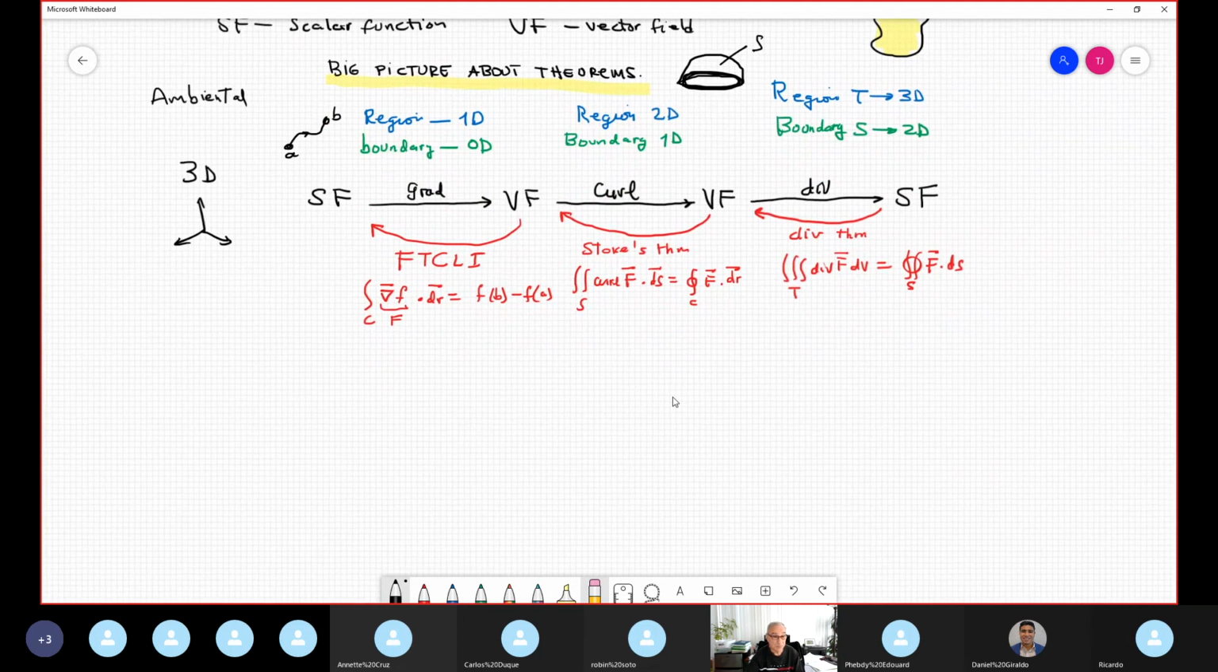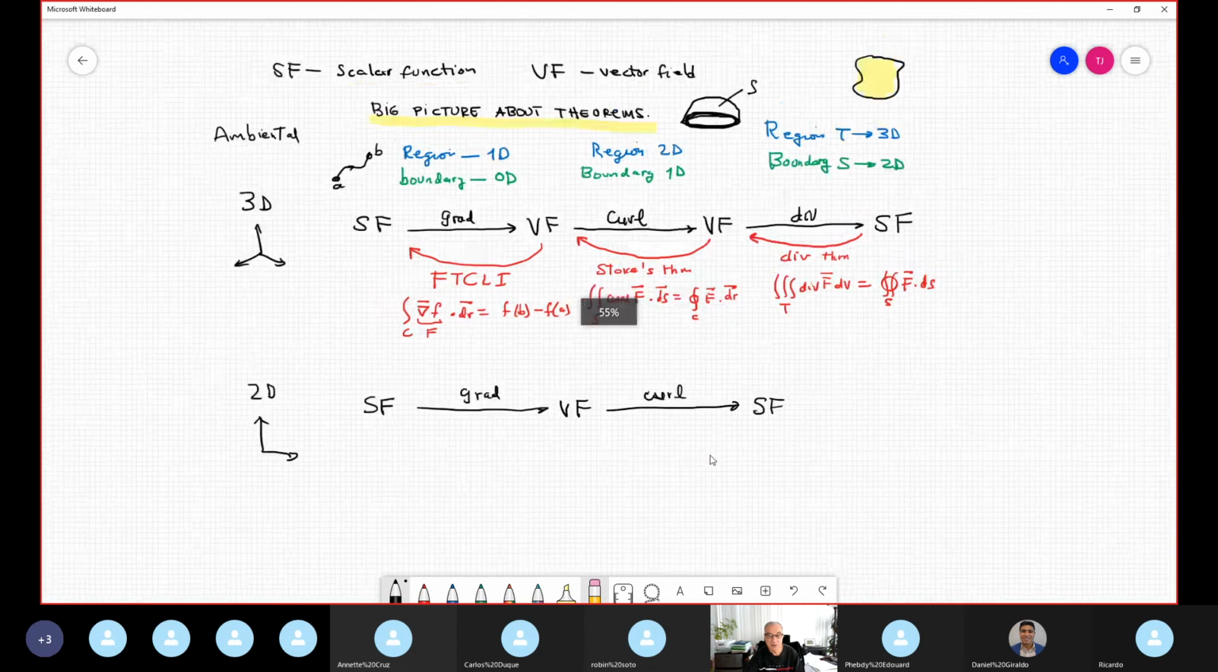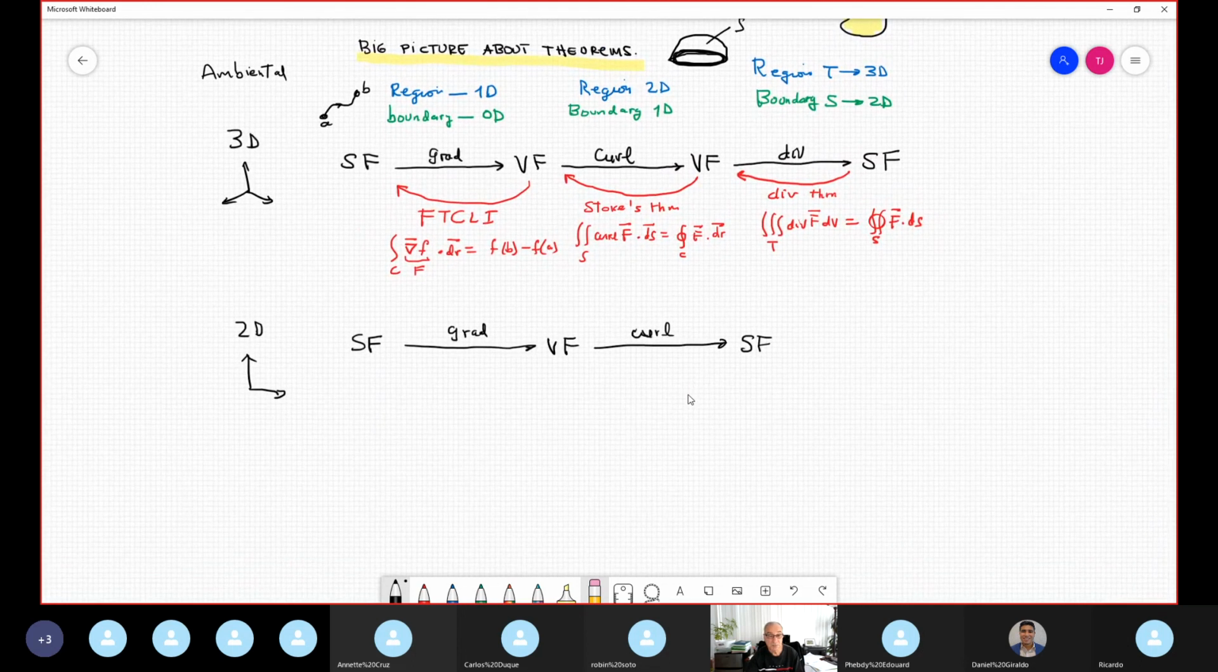Suppose now ambient 2D, XY, for example. So we have a similar idea. We have a scalar function. We compute the gradient. We get a vector field. We compute the curl, similar to this. But when you compute the curl in 2D, the answer is a scalar function, not a vector field. Remember, in 2D the curl is a scalar function. And you stop here. You always end in a scalar function, and we do not have too many possibilities.